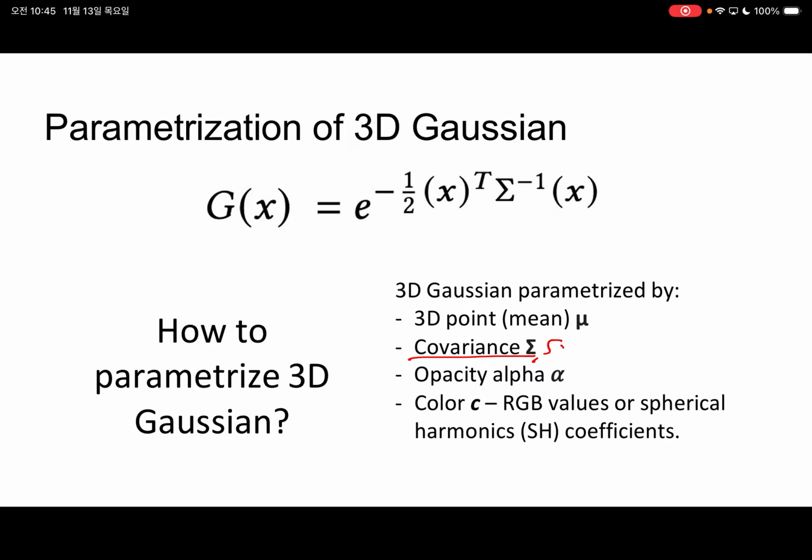Scale, rotation. And opacity, just the density of each Gaussian. And color C, an RGB value, or spherical harmonics coefficients. So these are the typical parameterization of a 3D Gaussian.